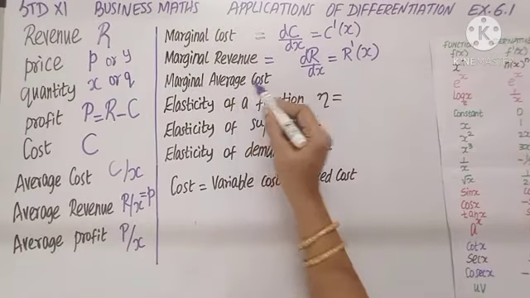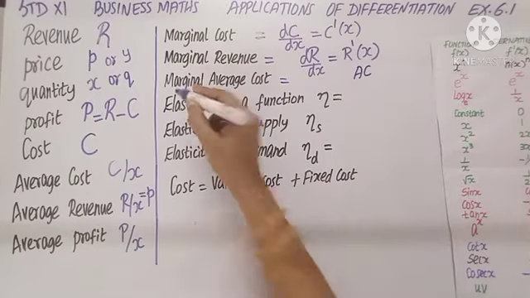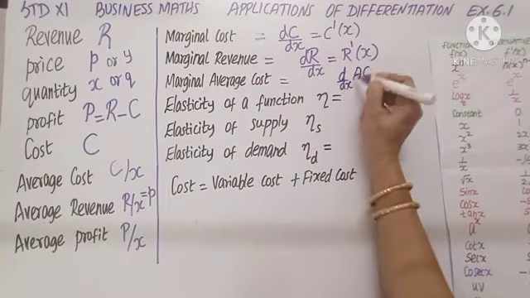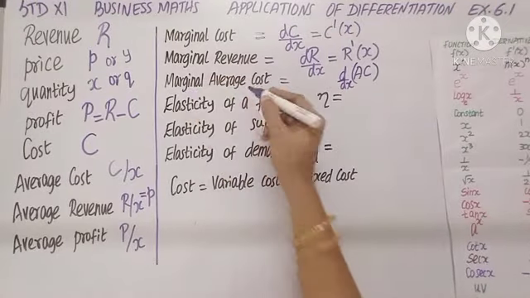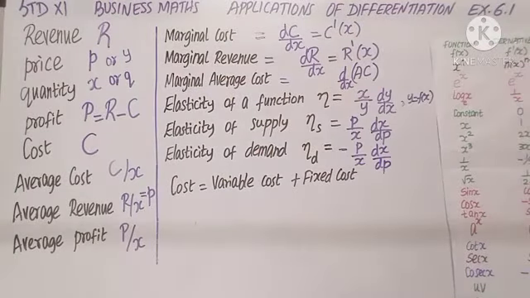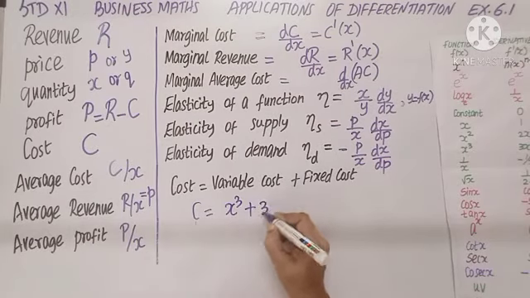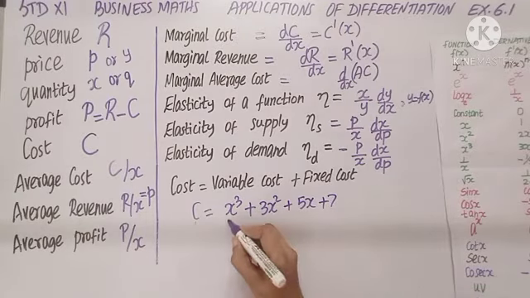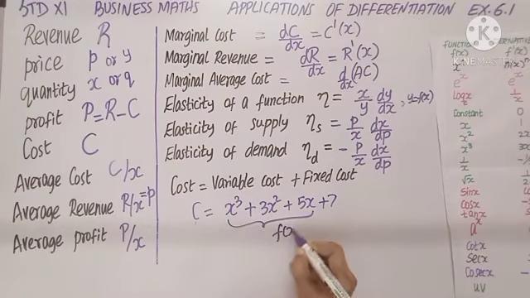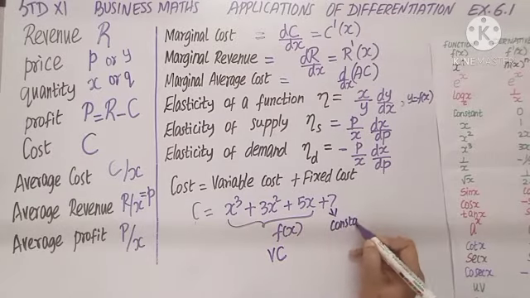Marginal average cost. What is average cost? That is AC. Marginal tells me differentiate. So d by dx of AC I call marginal average cost. In all the problems, cost is given in terms of some x cube, x square, 5x plus 7. As I read it, this is a function of x, which I call variable cost. And this is a constant, which I call fixed cost.